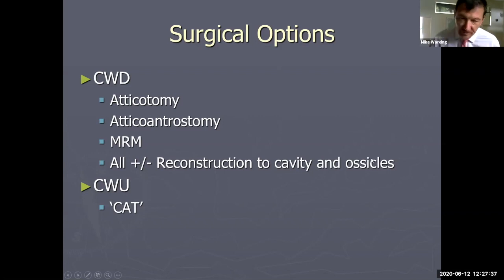Now there is also a debate about whether or not if you actually reconstruct your cavity, you're almost moving it a bit back towards a canal wall up procedure, which may have some implications for the way you're going to follow them up. And then canal wall up. The classic canal wall up is a CAT, or a combined approach tympanoplasty. And what that essentially means is that you're working through the mastoid and down the ear canal at the same time. But essentially, you've kept the posterior canal wall intact, and this helps with your reconstruction.